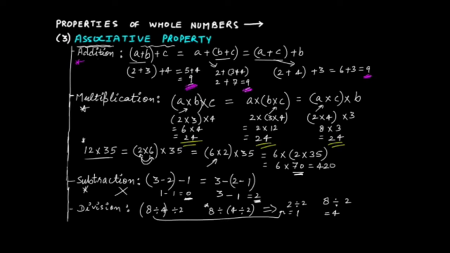So of course these two answers are not matching, and therefore just like subtraction, division would not follow the associative property of whole numbers. So only addition and multiplication of whole numbers will follow the associative property, just like the commutative property, and subtraction and division would not follow the associative property, just like the commutative property.